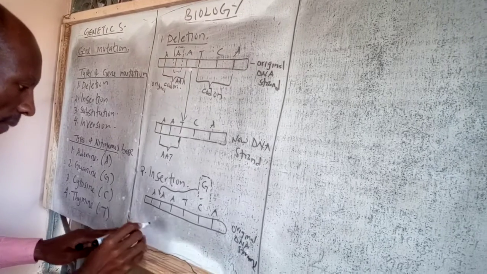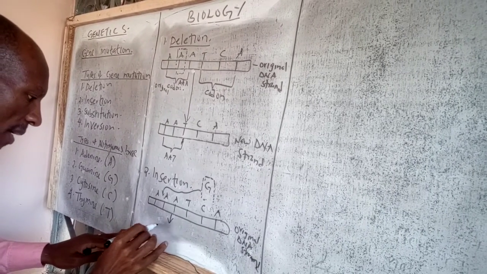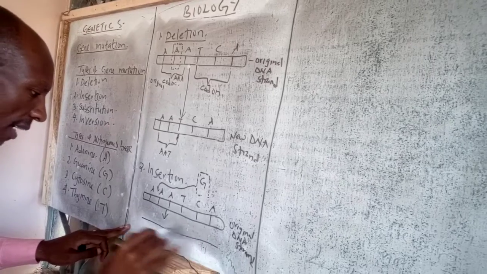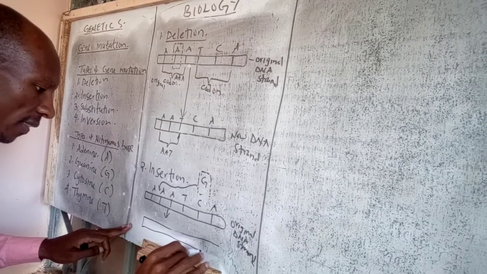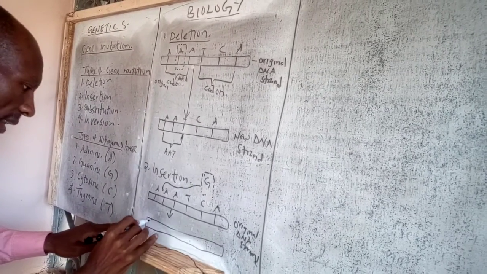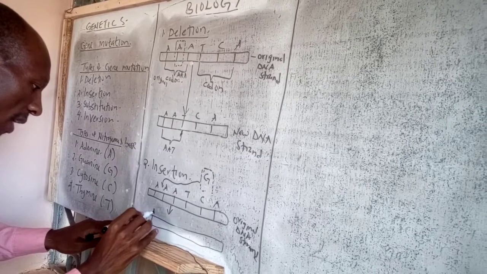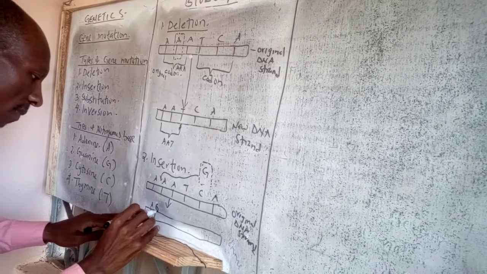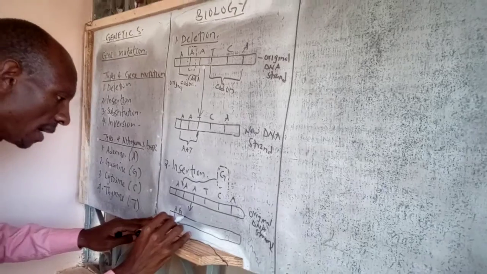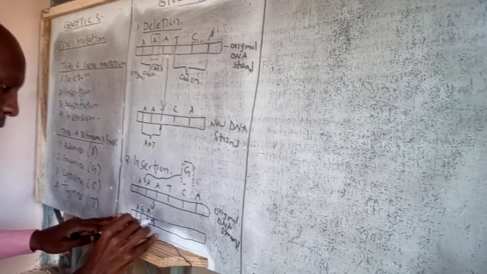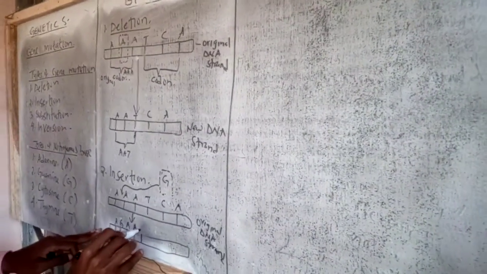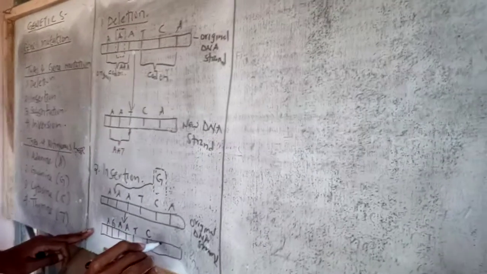What about the new one? The new one, how will it be? We'll be having something like this, and the first codon will be A, then followed by G, which is already inserted now. Then you go to A, then you go to another A, then you go to T, then you go to C, and finally to A.